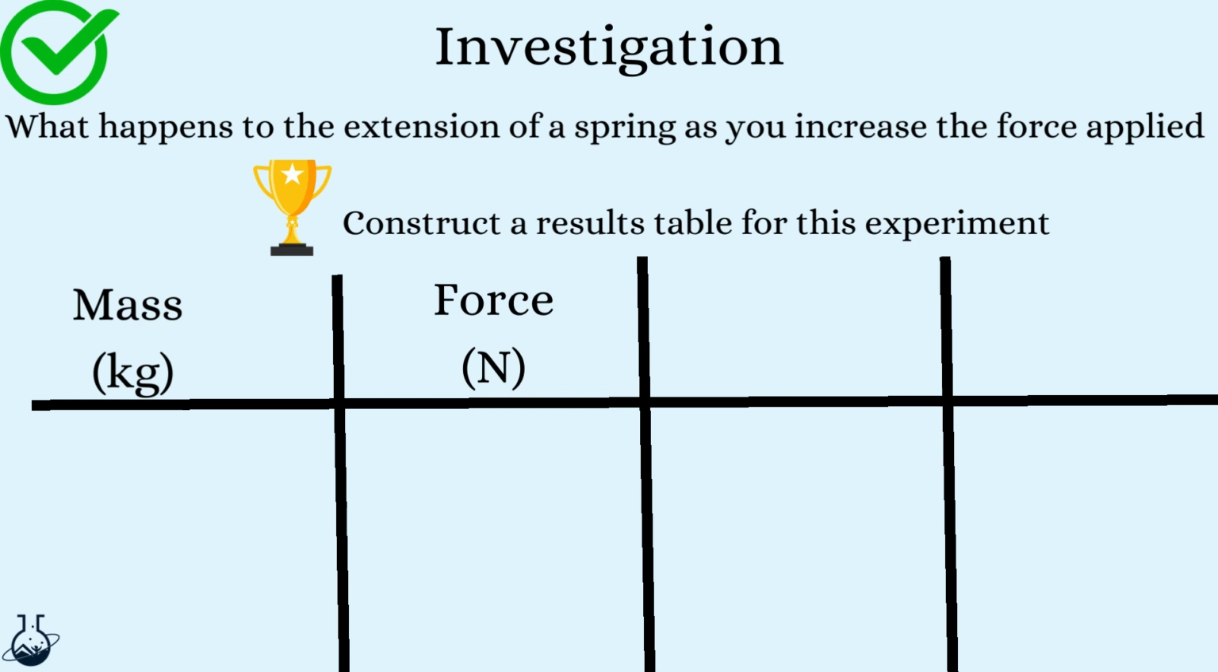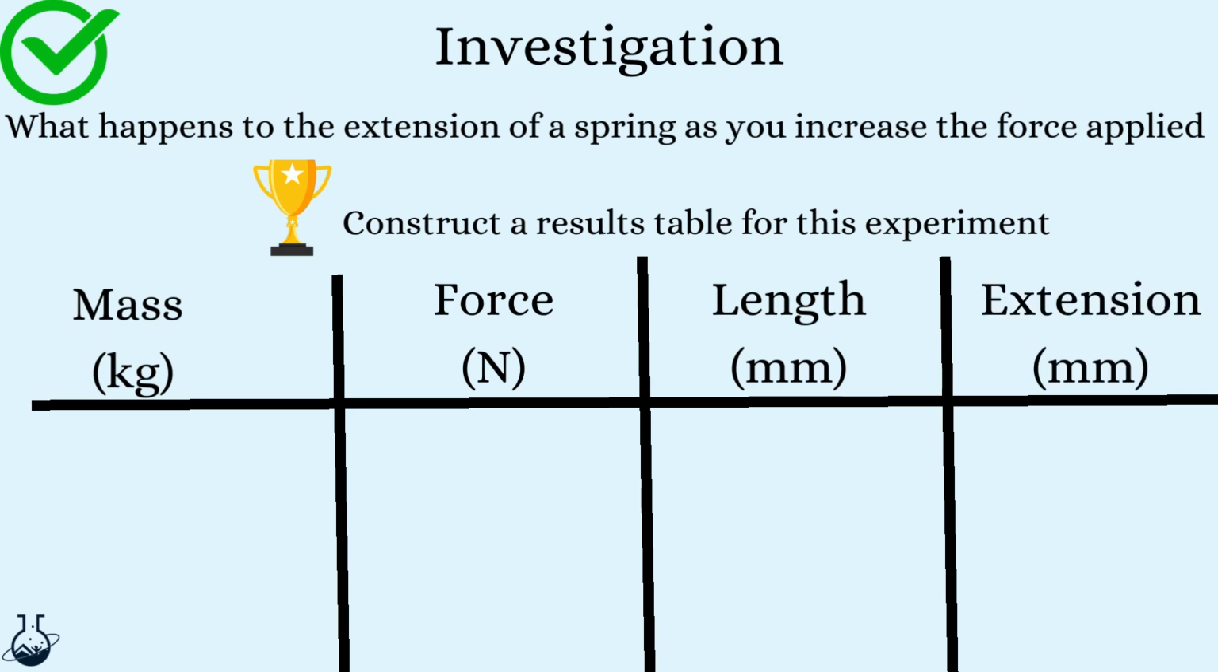So on my left, I will have mass, then a column for my calculated force. And on the right, our stretch length with the spring has been loaded, and a column to calculate extension in millimeters. Copy this down if you don't already have it. Then I think we're ready to complete the investigation and record our results to see what happens. Fill in the results table as we go.